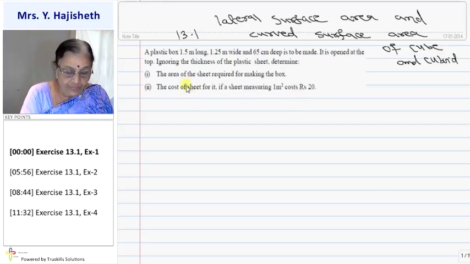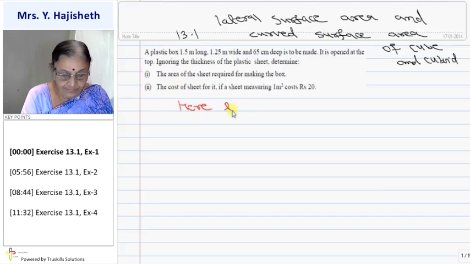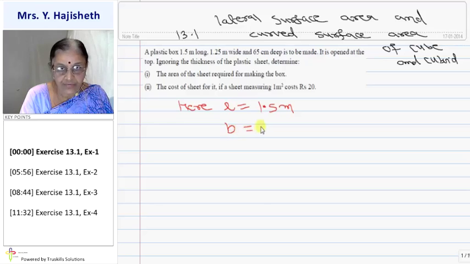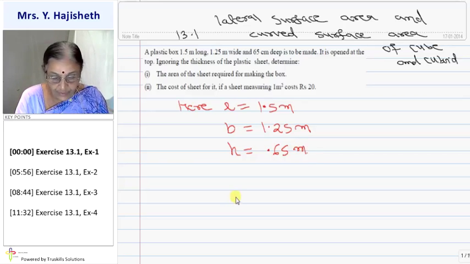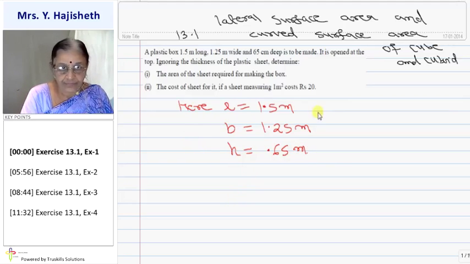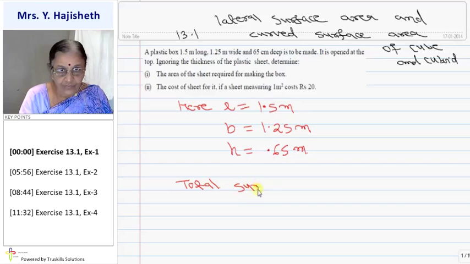For that, what is given to you here? L is given as 1.5 meter. B is given as 1.25 meter, okay? And H is given as 0.65 meter. 65 centimeter is 0.65 meter. Now for total surface area. First question is to find out the total surface area of an open box, okay? Of an open cuboid.